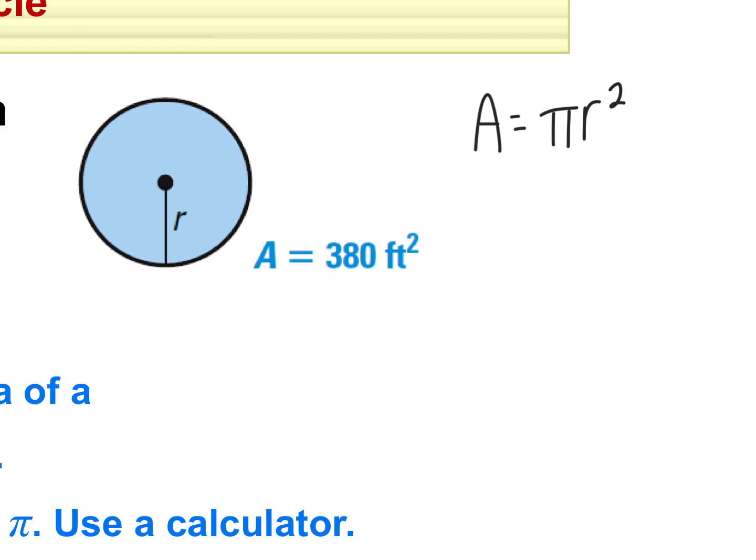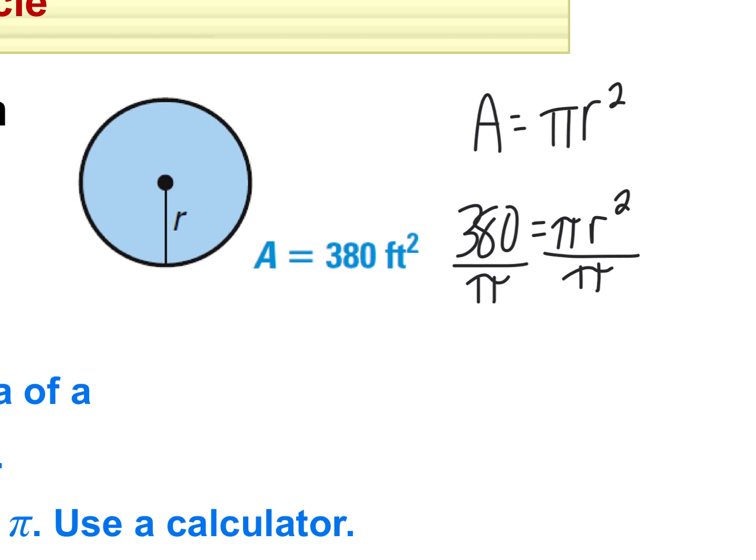Plug in what you know. Do we know A? 380, good. And then do we know the radius? No, that's what we want to solve for. What should we do first? We want to divide by pi first, because we want to get r by itself. So if we divide by pi, what's 380 divided by pi? Okay, leave that in your calculator, because what we have left is r squared. What do I need to do to get r by itself? What's the opposite of square?